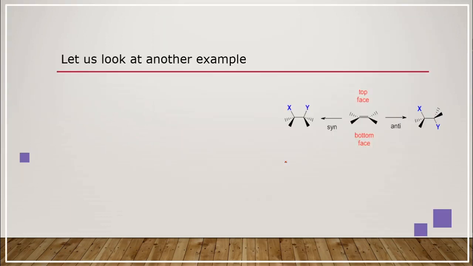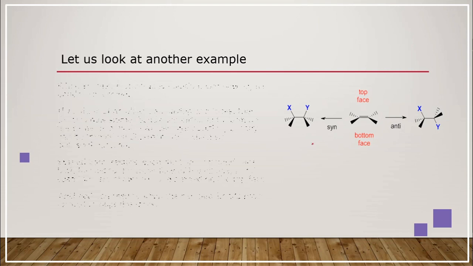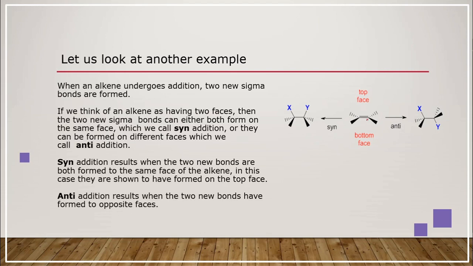Let us look into another example. When an alkene undergoes addition, two new sigma bonds are formed. If we think of an alkene having two faces, say top face and bottom face, then the two new sigma bonds can either both form on the same face, which we call syn addition, or they can be formed on different faces, which we call anti-addition.